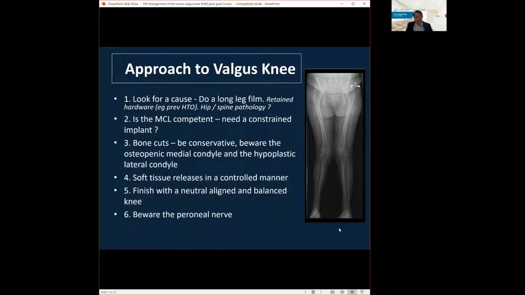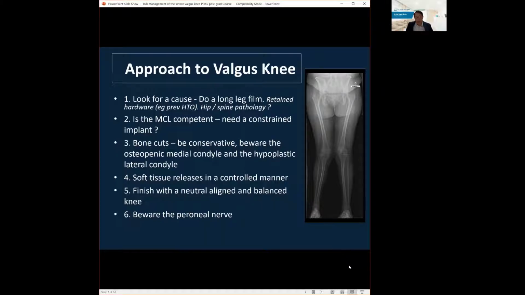Number two is to assess the patient's soft tissue balance, and in particular to look at the medial collateral ligament to see whether it is functional or whether it is no longer competent, and whether we need to plan to use a constrained condylar implant.